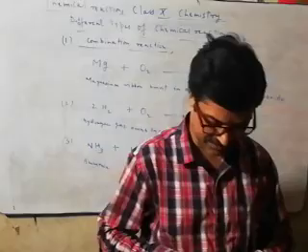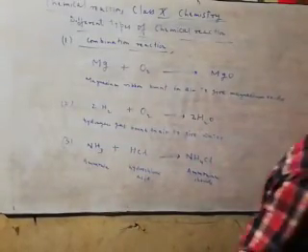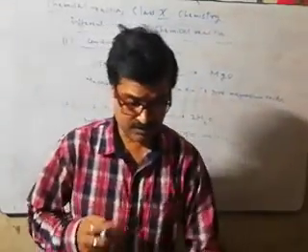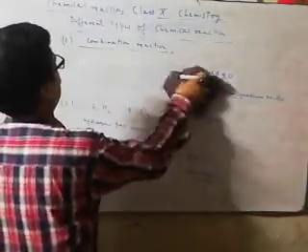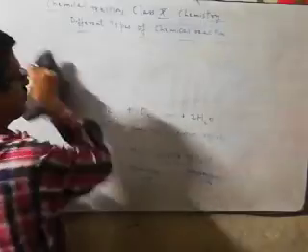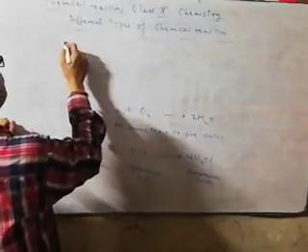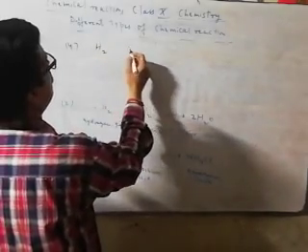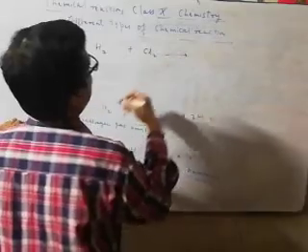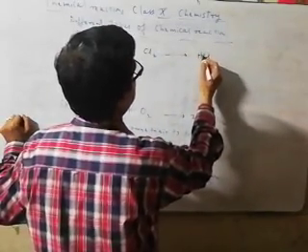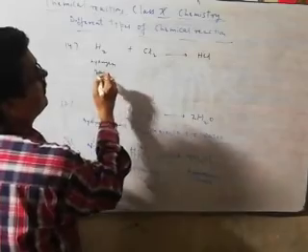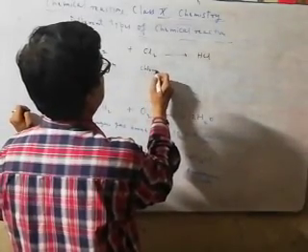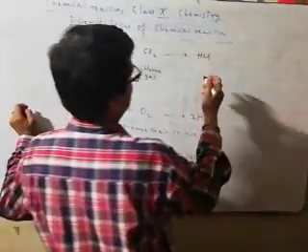So now the next chemical reaction we are writing. That is the fourth reaction, hydrogen gas when it reacts with chlorine gas, that means H2 gas, Cl2 gas, we are getting hydrogen chloride gas.